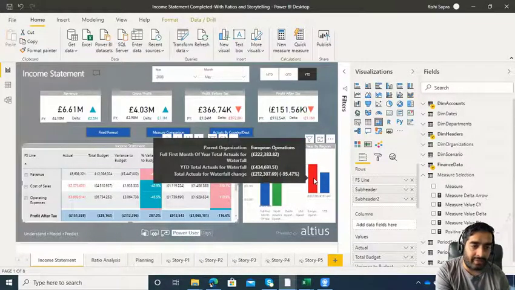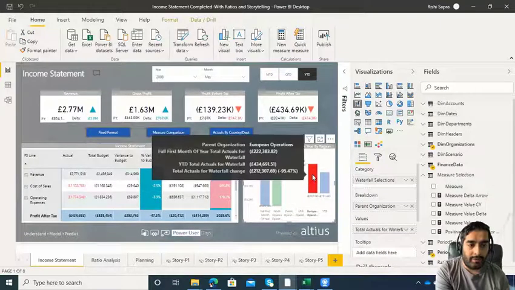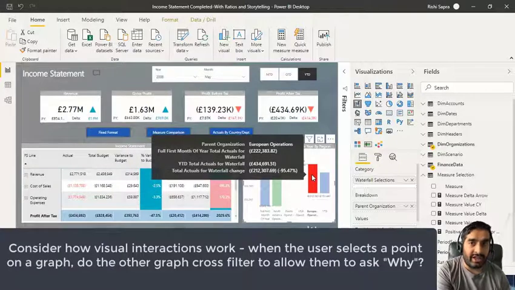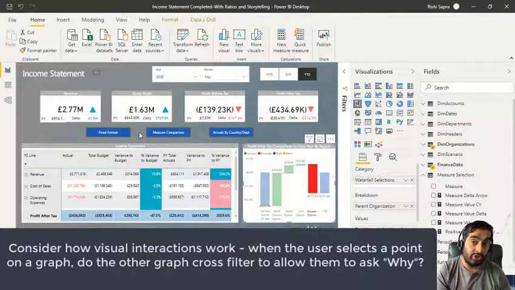So if we now then... a positive profit. So we can see heavy losses in here. So when we click on European operations, now this entire page shows just for European operations.